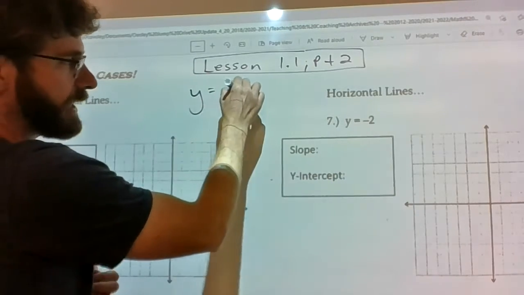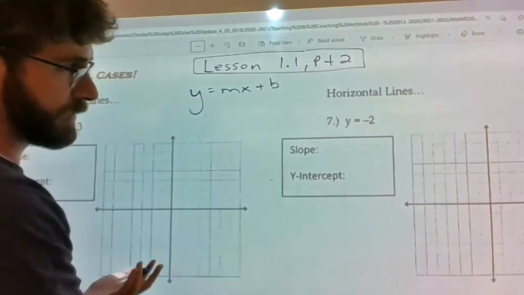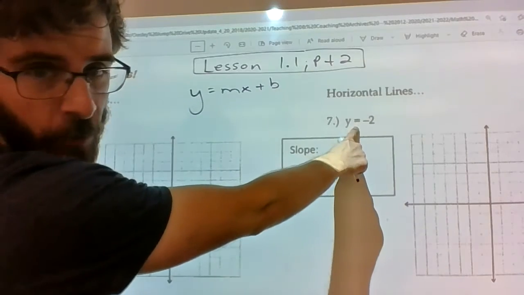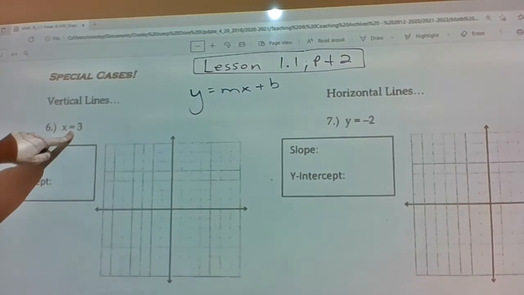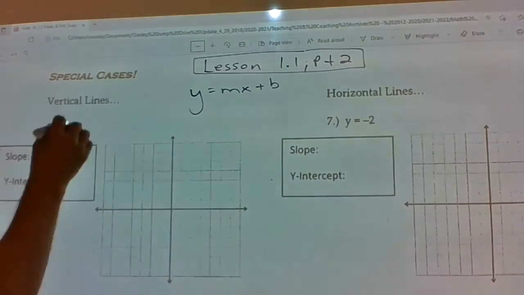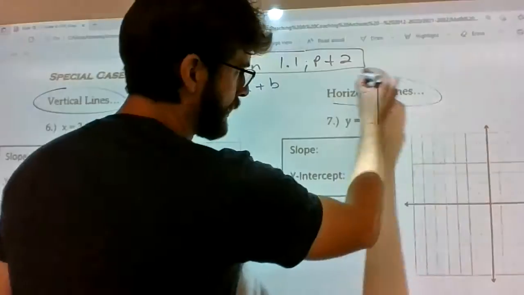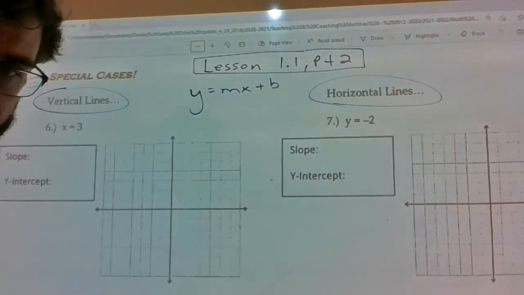Right, this is y equals mx plus b, slope-intercept form. That does not look like y equals mx plus b, and that certainly doesn't look like y equals mx plus b either. Well, these are two special cases that represent both horizontal and vertical lines.